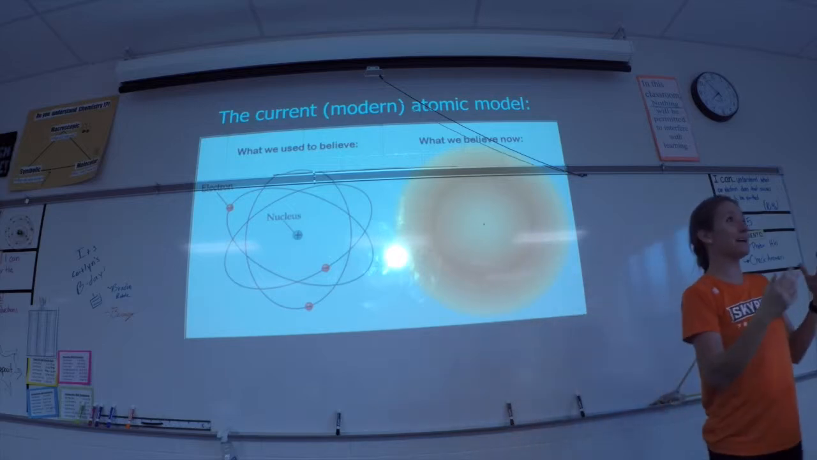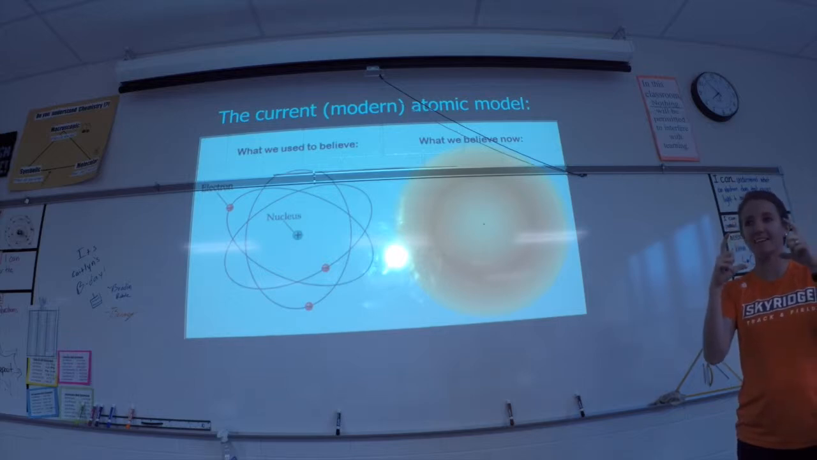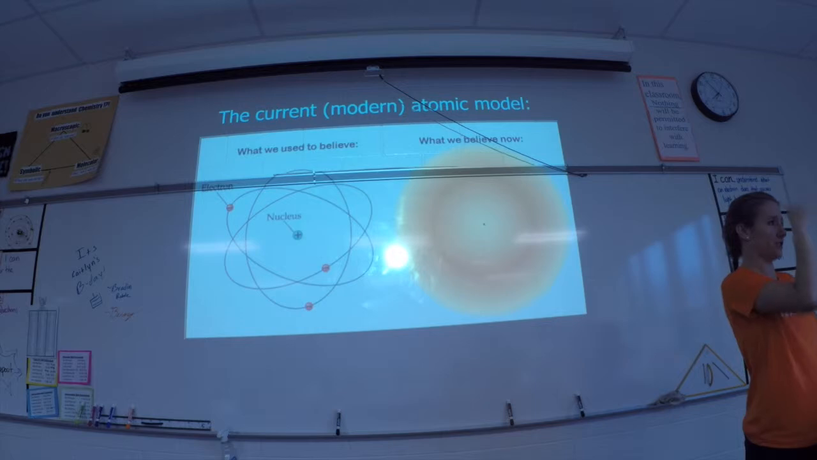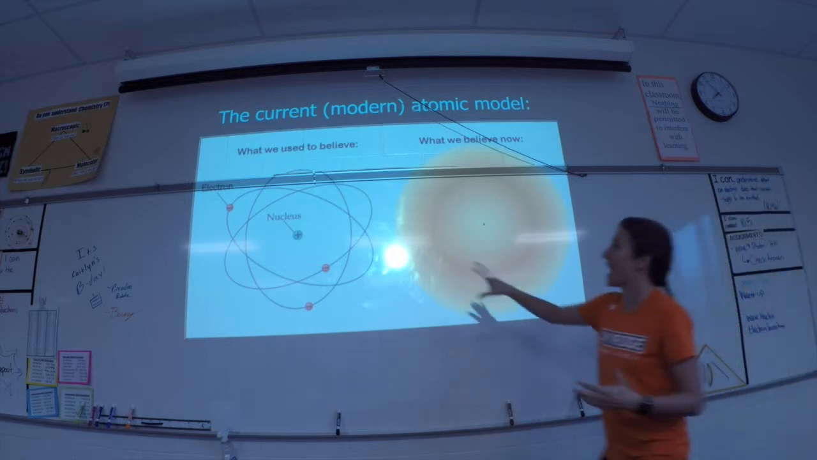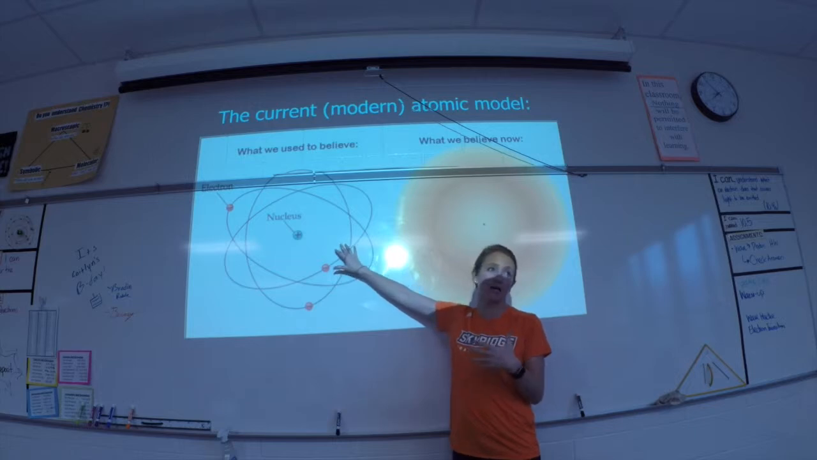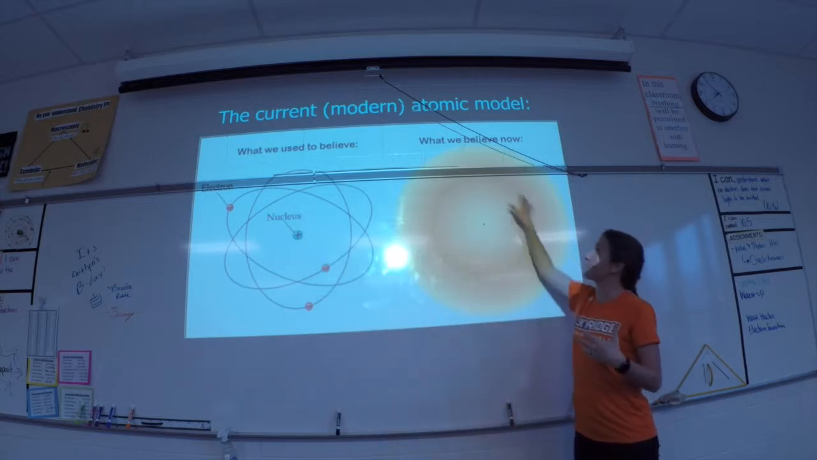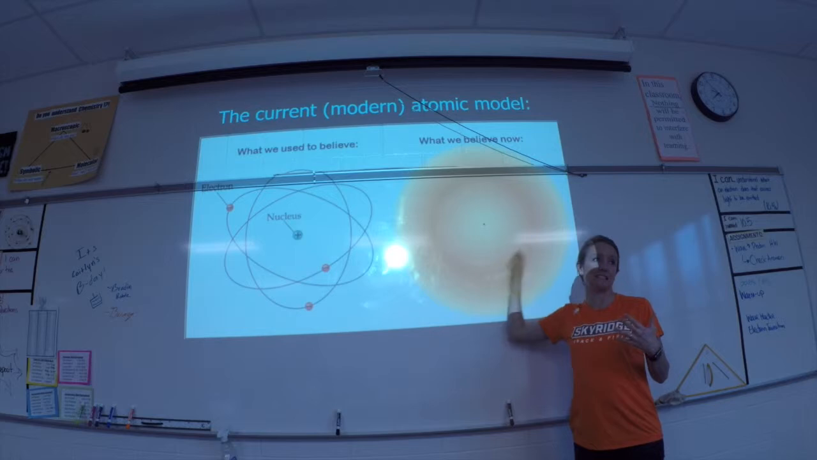That an atom isn't these set tracks that the electrons are stuck on. Right? It's not like a Hot Wheels car that just goes on the same orbit. They do orbit, but it's not as concrete as this looks. So that's what we're going to be actually better understanding, is these electrons here.